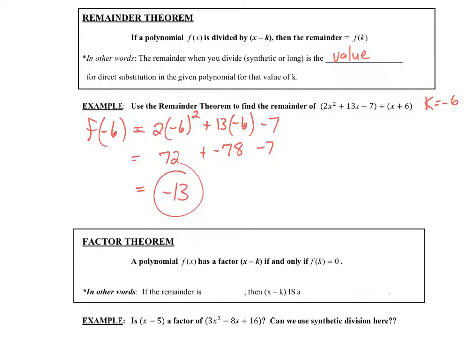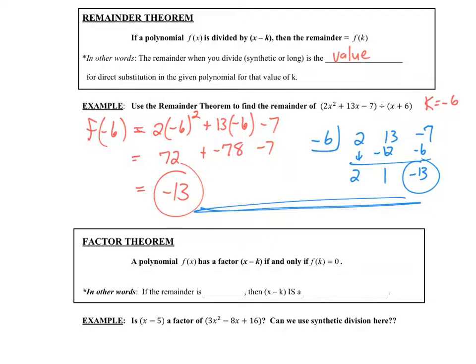Okay, and I did just show that above, but I'm going to show you again how we would do synthetic division. Synthetic division is when you put that number in the box, we list our coefficients, bring down the leading coefficient, and now we're multiplying negative 6 times 2, and we get negative 12. And then we add and get 1. And negative 6 times 1 is negative 6, and we add and we get negative 13. So this is what the remainder theorem says. These two things will be the same when you do synthetic division and when you substitute that into the equation.